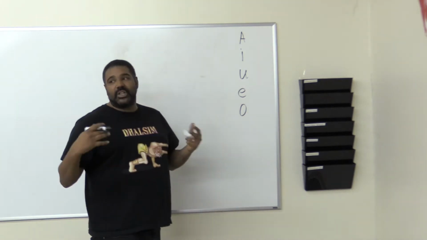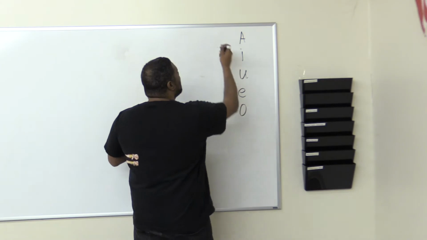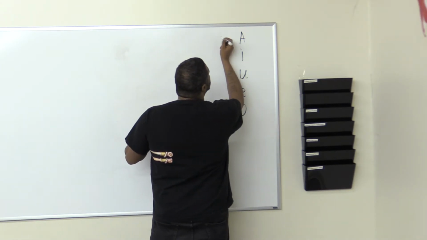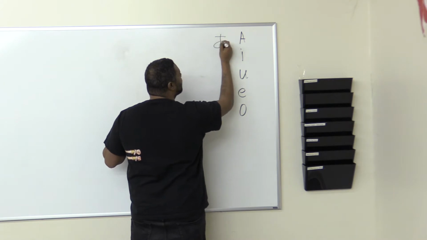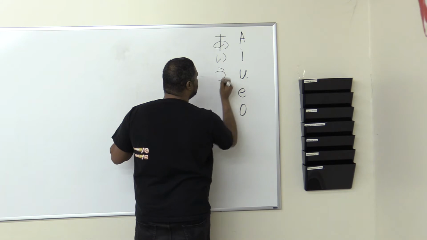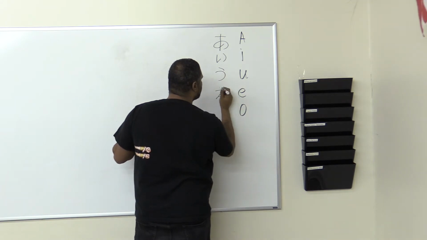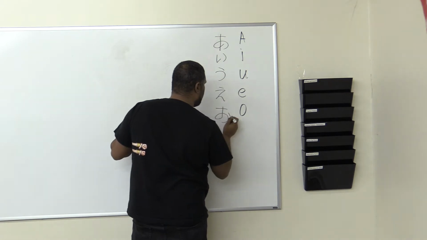Now, how that actually looks in Hiragana, because we're going over Hiragana today, and it goes like this: A, I, U, E, and O.